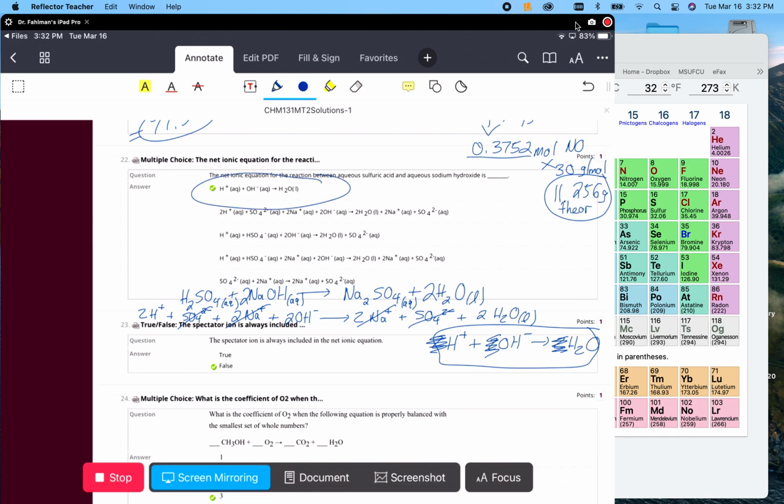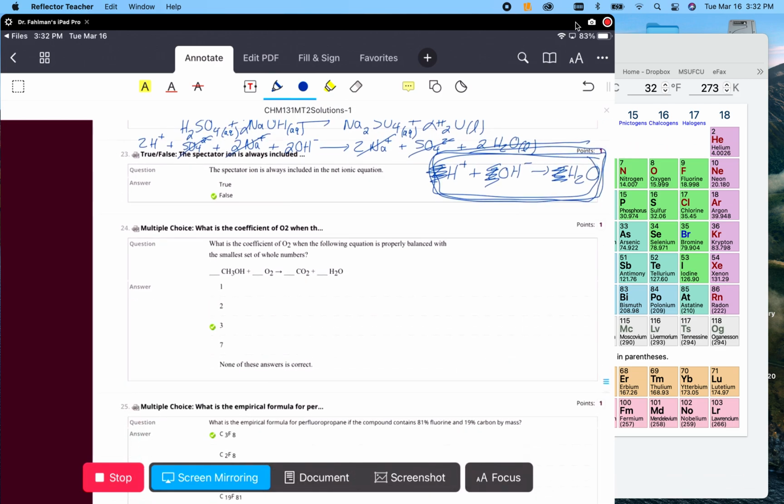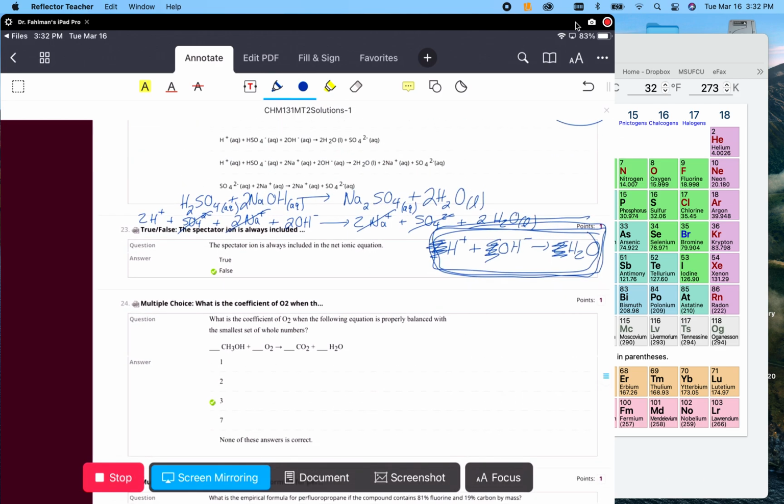So that is the simplest form of the net ionic. Whenever you have an overall reaction, you can divide everything through by a non-one integer. You should do that, and that is the simplest version of the equation. Spectator ion is always included in the net ionic. No, it isn't. The spectator ions we canceled, so they don't appear in this. So that's a false statement.